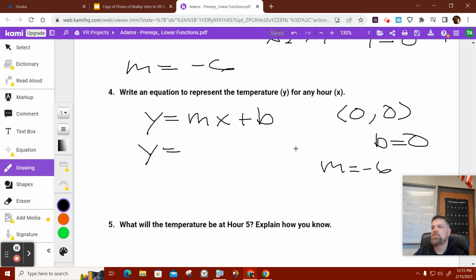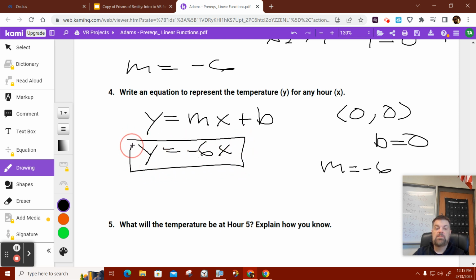All right, so my equation is y equals m. What's m equal? Negative 6. Very good. And then I put the x down. Do I need to write plus 0? No. So this is our equation of the line. Now sometimes we could write that in function notation, and I could say f of x is equal to negative 6 times x.